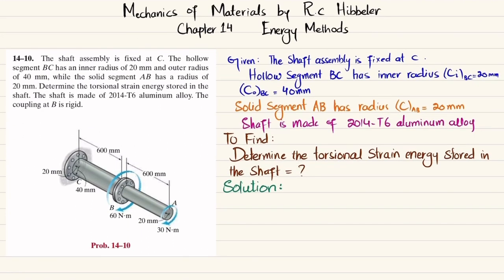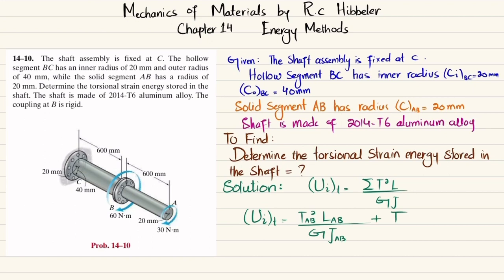So let's start with the solution. As we know that strain energy due to torsion is equal to sum of T square into L divided by GJ. Why this formula? Because you can see we have two different sections, so we will find this torque. So for this portion AB, the strain energy due to torsion will be equal to TAB square into LAB divided by GJ. This is not AB, this is GJ. So JAB. Material is same, only diameters are different. And for segment BC, it will be TBC square into LBC divided by GJBC.